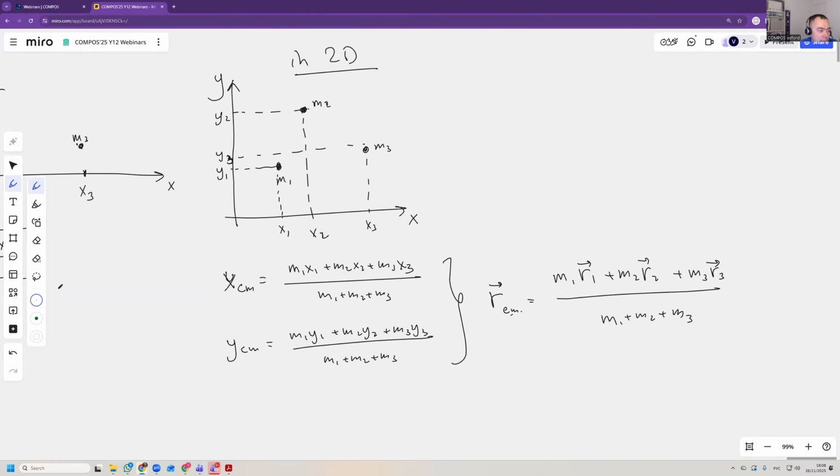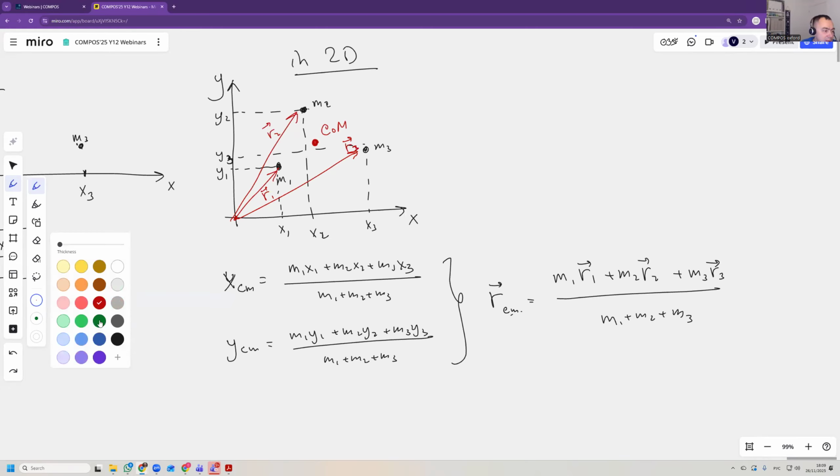I hope you understand what M1, M2, M3 mean. R1 is the vector drawn from the origin to M1. That's the position vector R1. This is vector R2, and this is vector R3. And let's say the center of mass is somewhere here. The radius vector drawn to the center of mass is this, so this is R center of mass.